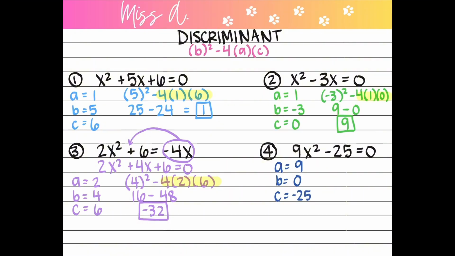I'm ready to plug it in. I get b squared minus 4 times 9 times negative 25. 0 squared is just 0. And then because I've got minus 4 times 9 times negative 25, that's actually going to turn into a positive 900, and 0 plus 900 is just 900. So that's how we find the discriminant of a quadratic equation.